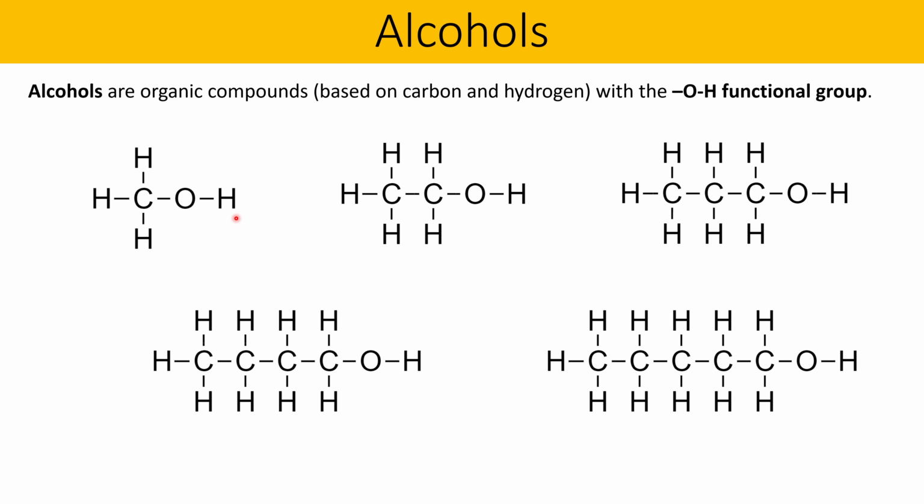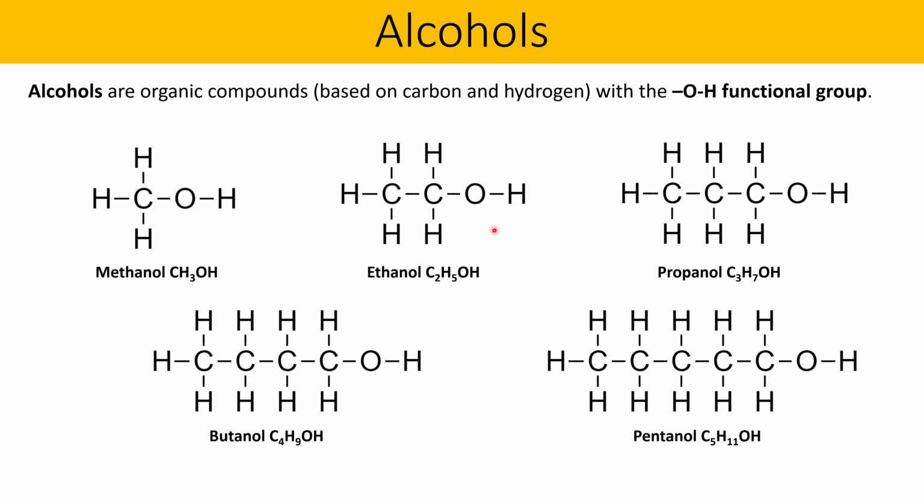It's worth pointing out that this OH group could actually be on any position in the chain, but the name would change accordingly. At GCSE, we only look at alcohols where the OH group is on the end of the chain, and for reference, these are known as primary alcohols.